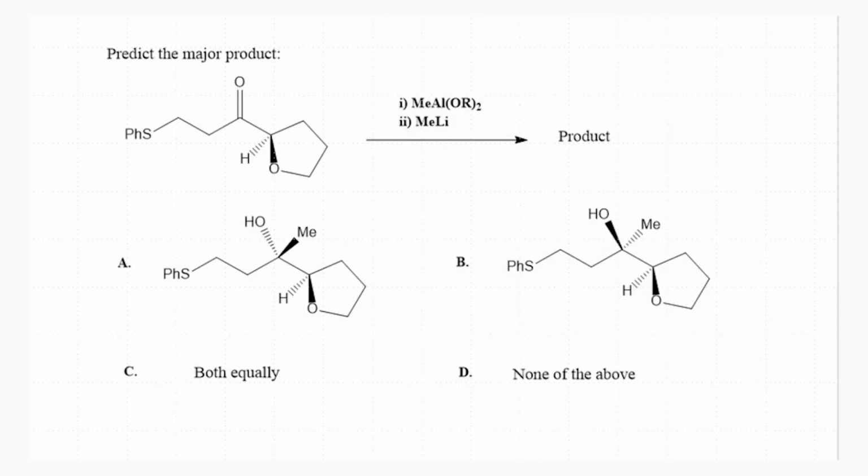In the next question, we're going to look at a situation where we want to predict the major product again. So here it's a very, very similar question. You're adding a methyl aluminum derivative. Then the second step is the addition of methyl lithium as a second additive. Now, in order to address this question, again, I would assign R and S, which I'm not doing over here. So you should assign it.